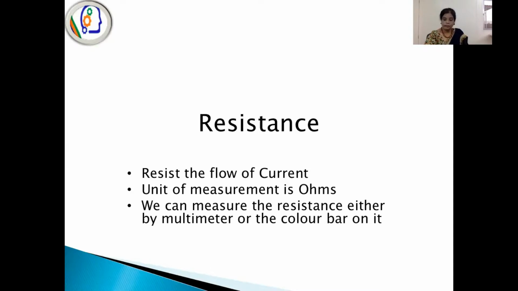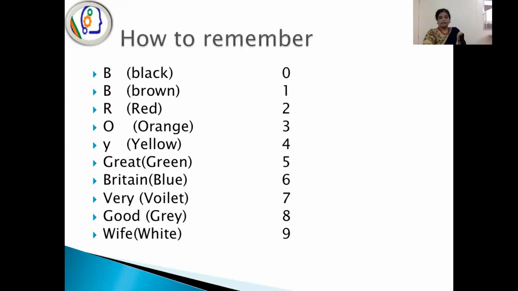We can measure the resistance either with this multimeter or with the color bands on it, right? Each color has one value, and to remember that I have made one phrase, BB ROY Great Britain Very Good Wife. Here B is for black, which has zero value. The other B is brown, which has one value, and then R is for red, two value. O is for orange, three value.